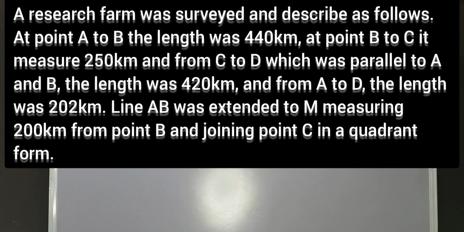At point A to B, the length was 440 km. At point B to C, it measures 250 km. And from C to D, which was parallel to point A to B, the length was 420 km. And from A to D, the length was 202 km. Line AB was extended to M, measuring 200 km from point B and joining point C in the quadrant form.